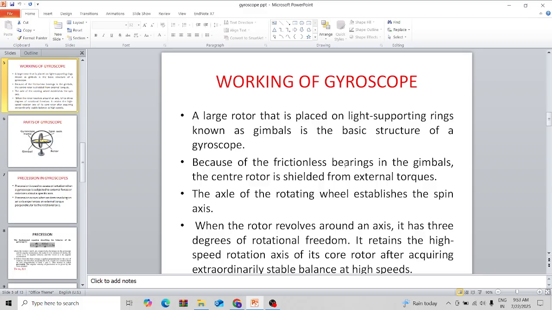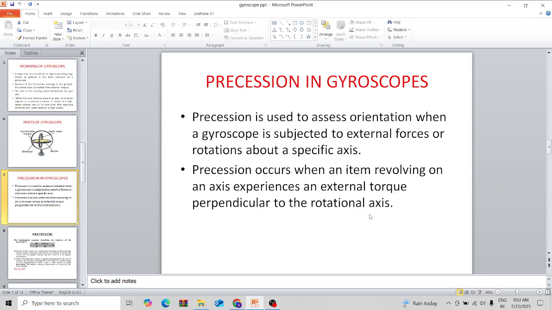Because of the frictionless bearings in the gimbals, the center rotor is shielded from external torques. The axis of the rotating wheel establishes the spinning axis. When the rotor revolves around an axis, it has 3 degrees of rotational freedom. It retains the high-speed rotation axis of its core rotor after acquiring extraordinarily stable balance at high speeds. So the basic thing in a gyroscope is the precision.